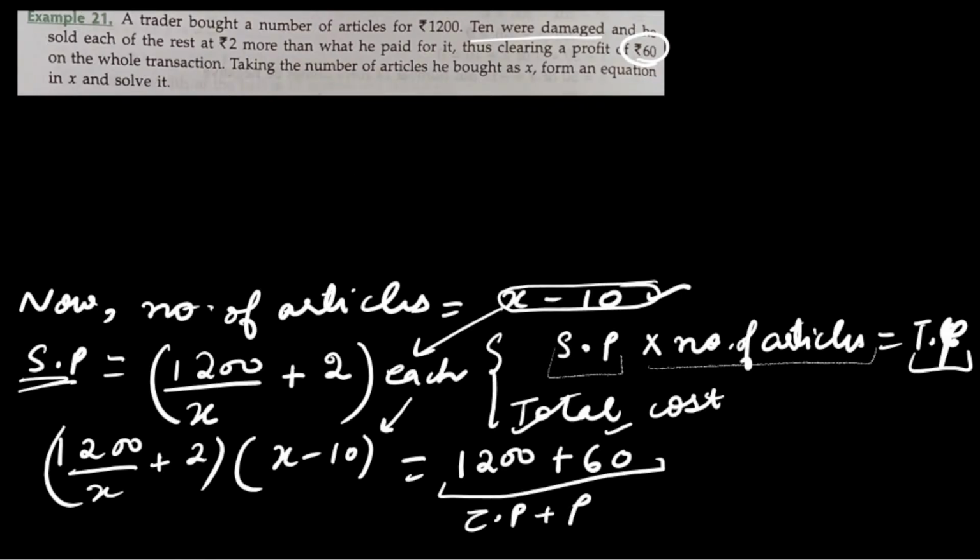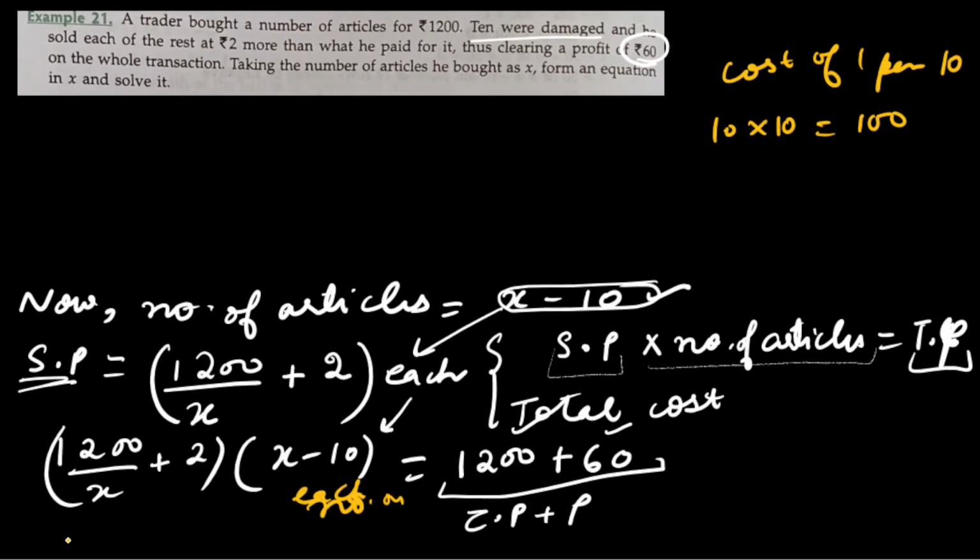So total cost, if we multiply, we know from earlier classes we use this concept. If we know the cost of one pen is 10 rupees, and the number of pens is 10, then 10 into 10, if we multiply, we'll get the total cost. So the same concept we have applied here. This is the cost, this is the number of articles, and this is the cost of each article. If we multiply, we'll get the total cost.